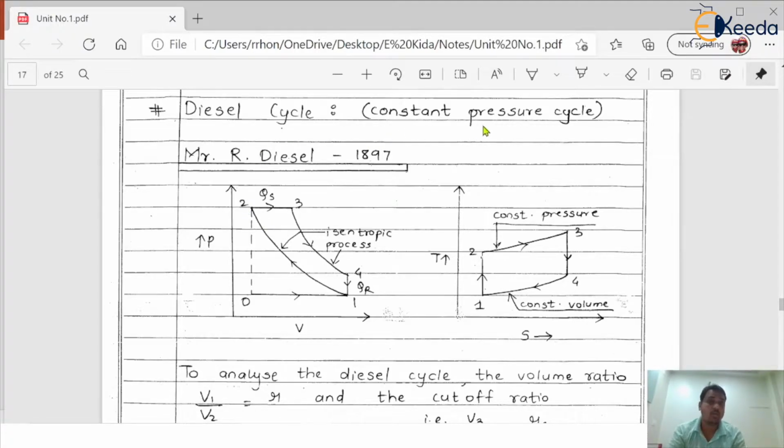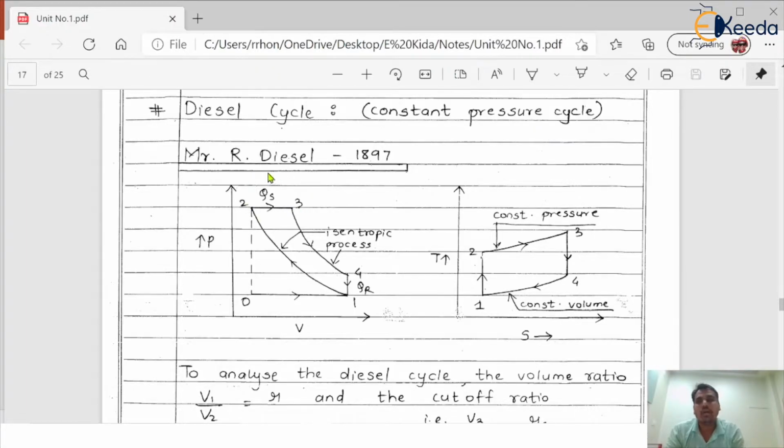It is also called a constant pressure cycle. So, please don't get any confusion. Auto cycle is called a constant volume cycle and diesel cycle is called a constant pressure cycle. Because in the case of petrol engine or the auto cycle, the heat addition takes place at constant volume. That's why it was called a constant volume cycle. And here, the heat addition, this QS, takes place at constant pressure. Here, the pressure remains constant.